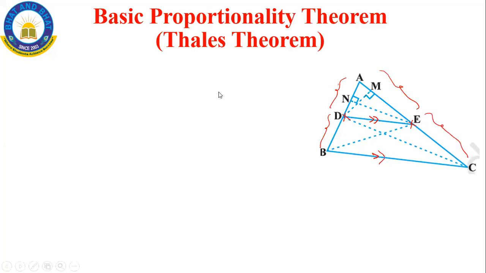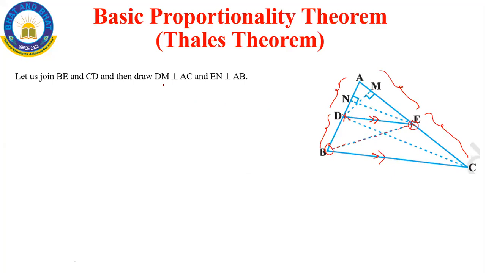So let us see the proof now, how it is done. What I am going to do is join BE and CD. From this point B, I will draw a line joining E. Okay, these are the constructions. This is a construction that I am going to do for proof's sake.